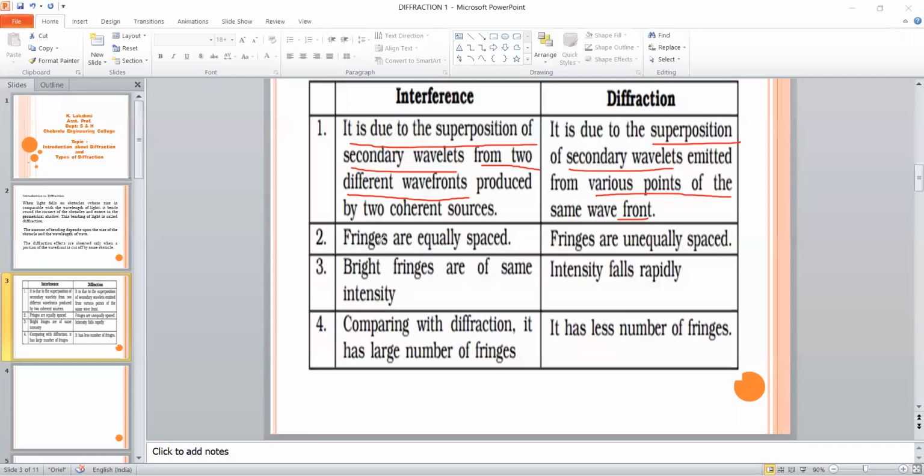The next difference is, in interference fringes are equally spaced; in diffraction fringes are unequally spaced. In interference bright fringes are of the same intensity; in diffraction intensity falls rapidly. I will explain this clearly with this white paper.